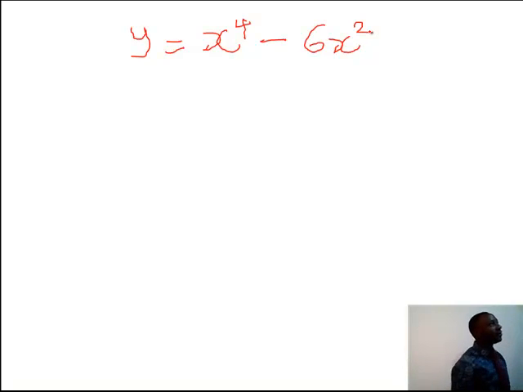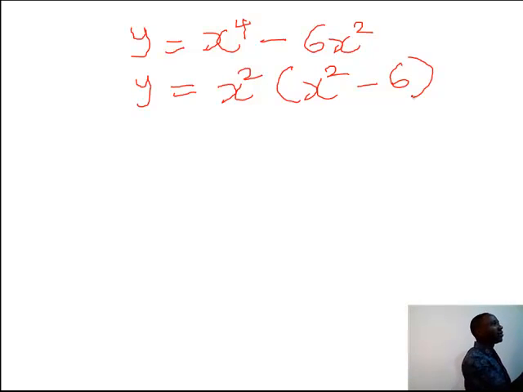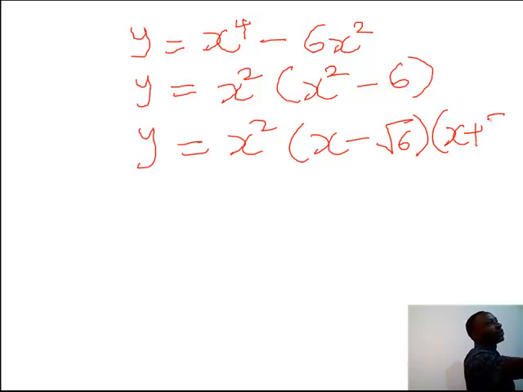Now, in order to find our point of intercept for the x axis, we are going to expand this expression. In expanding the expression, we are going to have x squared times x squared minus 6. If we expand further, we are going to have x squared times x minus square root of 6 and x plus square root of 6. Now, if we multiply this by this, we are going to get this.